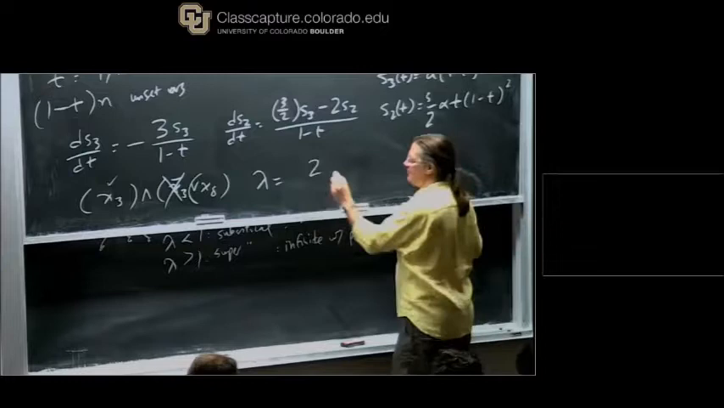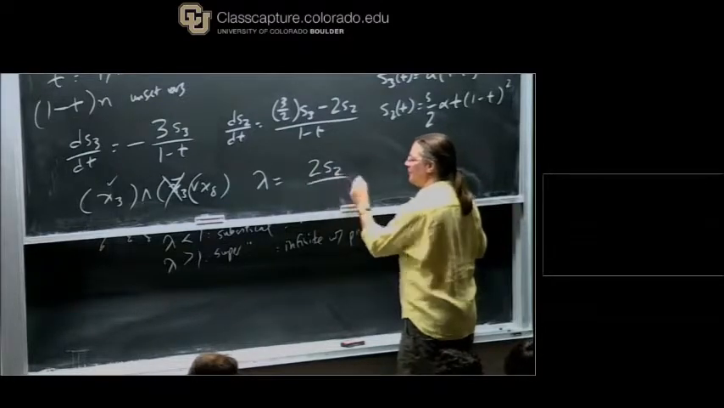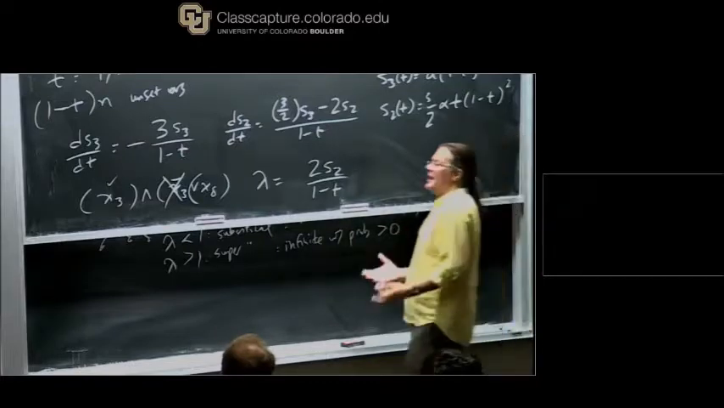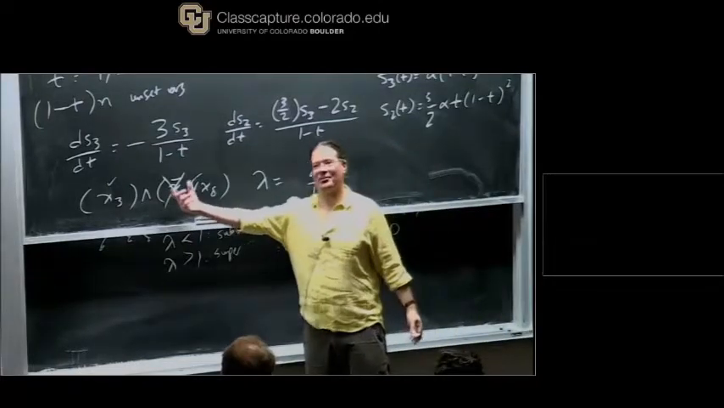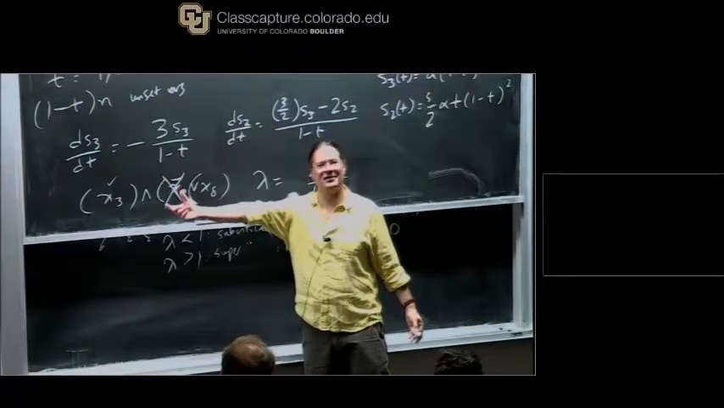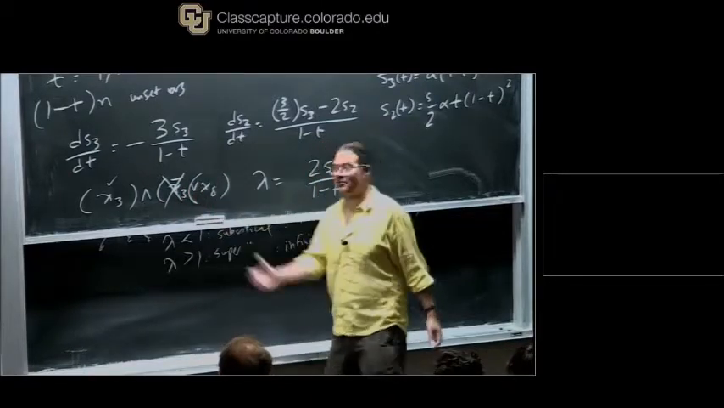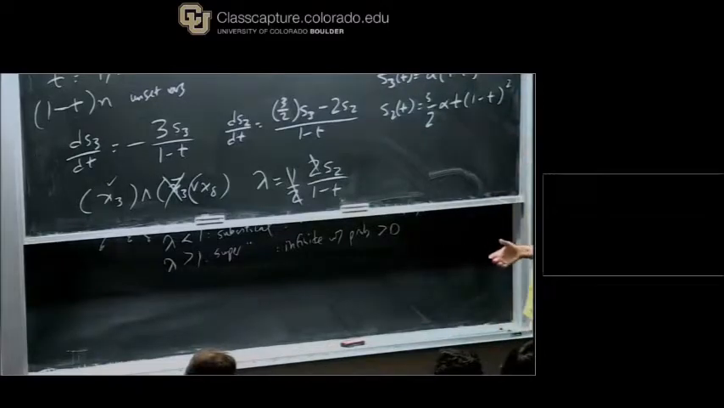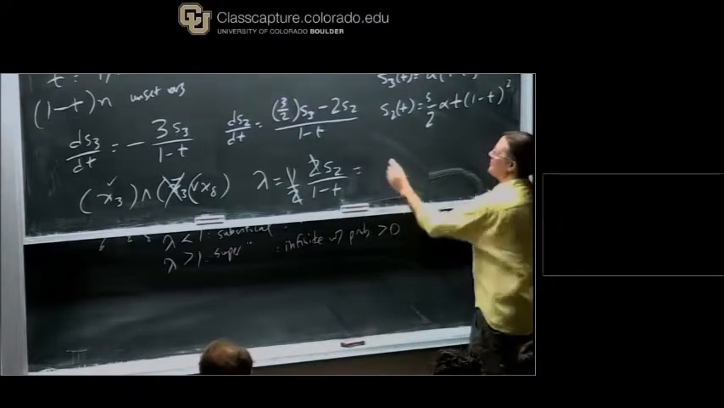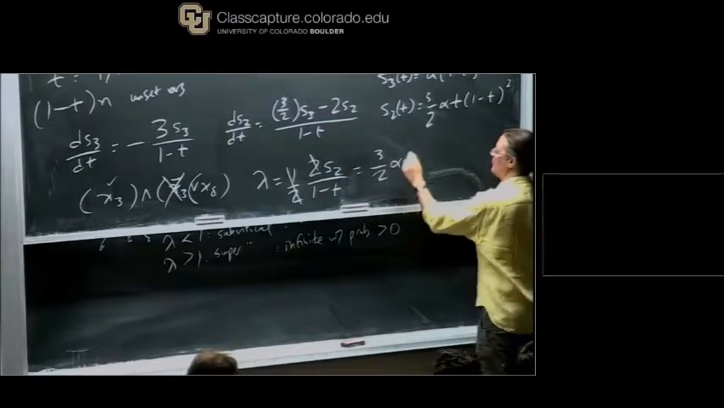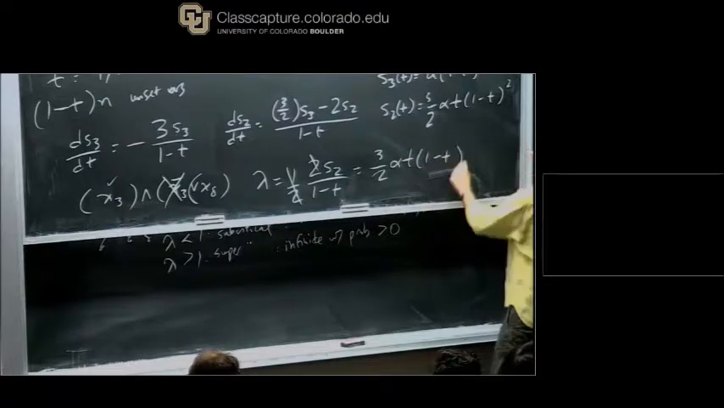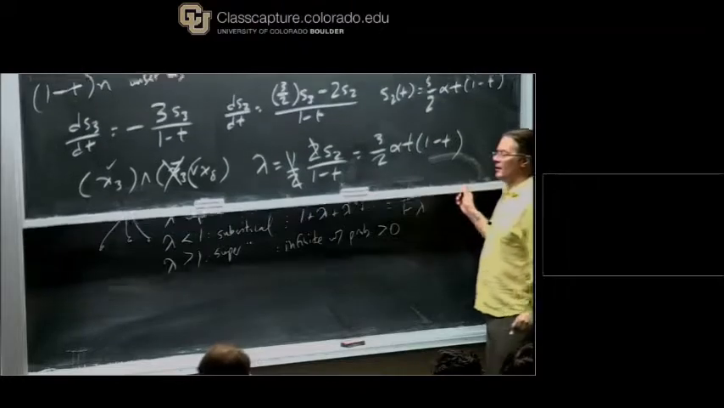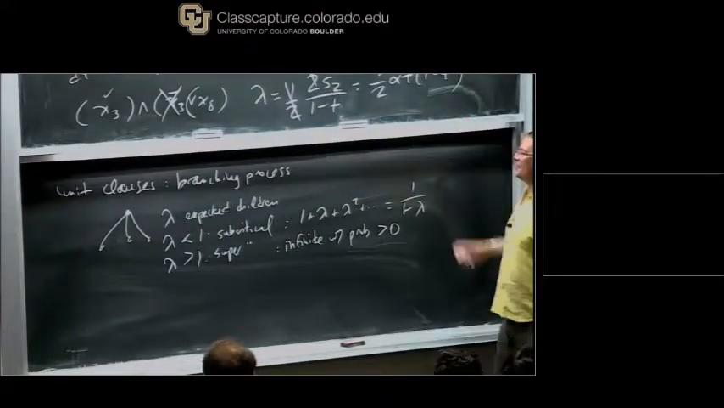You have 2 chances of hitting a 2-SAT clause out of all the unset variables. On the other hand, half the time it agrees with the previous unit clause, and it's just satisfied. So we get S2 over 1 minus t, and this is 3/2 times alpha times t times 1 minus t. So what happens as the algorithm proceeds?